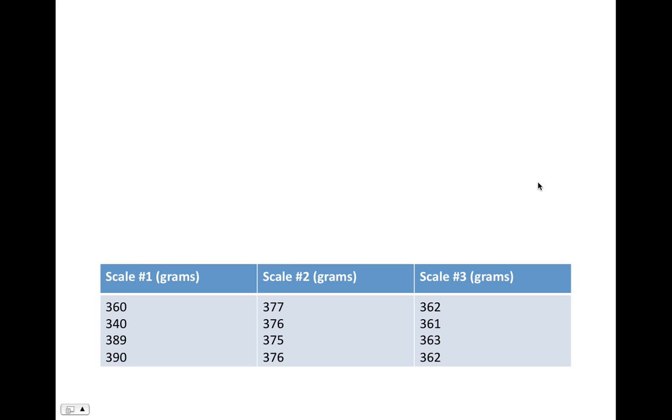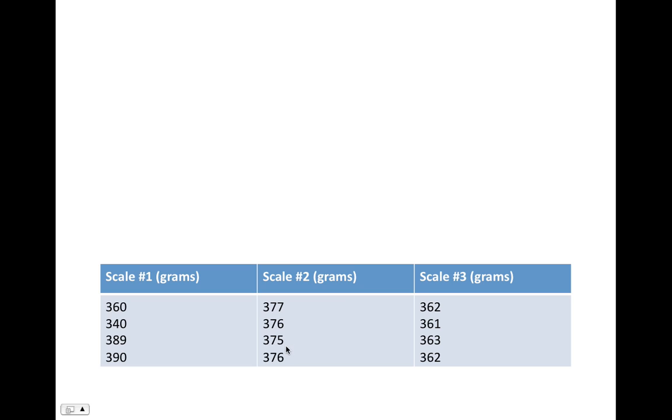So we have scale number 1, and notice how scale number 1 has 360, 340, 389, 390. Is this precise? Is this accurate? Is it both? Is it neither? Over here we have scale number 2: 377, 376, 375, 376. A little bit closer. And then scale number 3 has 362, 361, 363, 362.